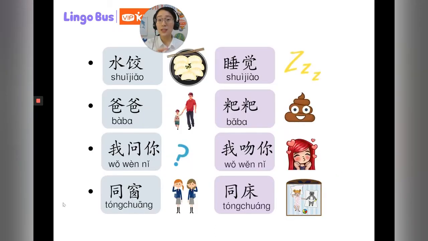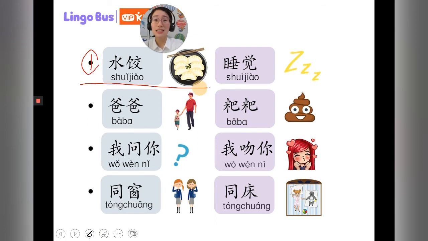We have 4 groups of words here, and in each group, the syllables are the same. The only difference is the tone. We'll just talk about the first group, 水饺, dumplings, and 睡觉, sleep. If you're hungry and you tell your mom, Mom, I want 水饺, dumplings. If you change the tone and say, Mom, I want 睡觉, sleep, your mom will say good night and you will never get your dumplings.